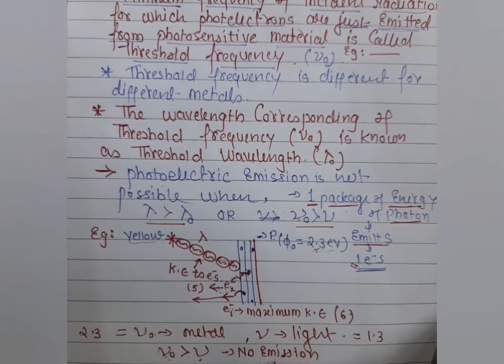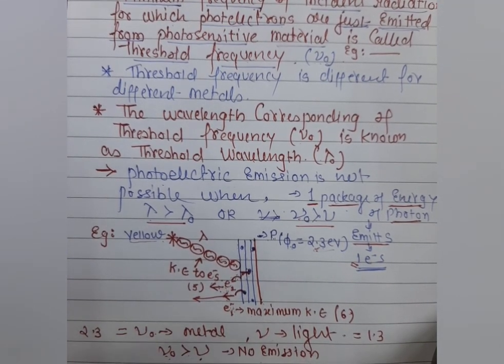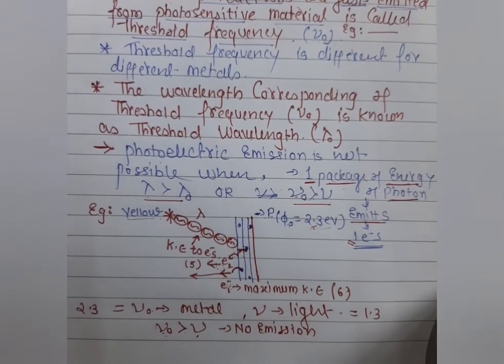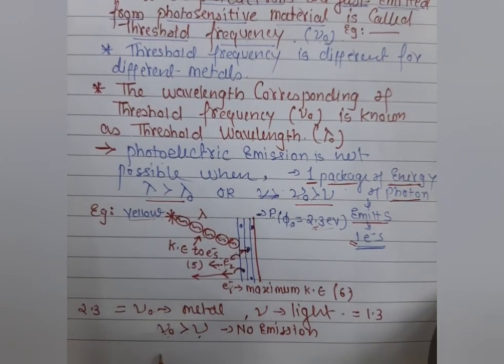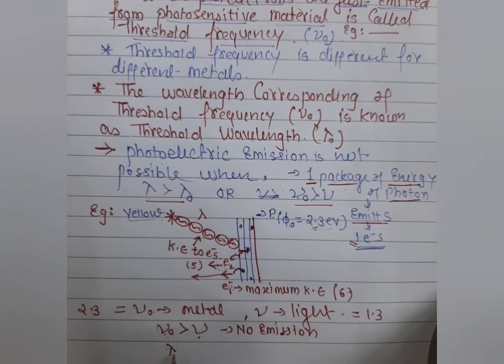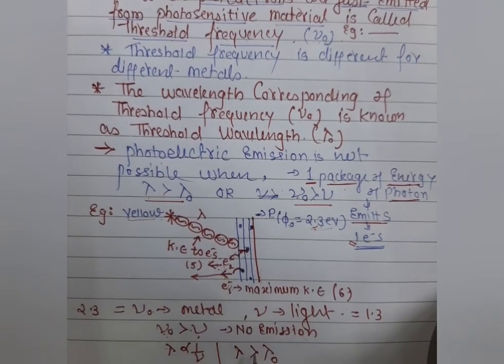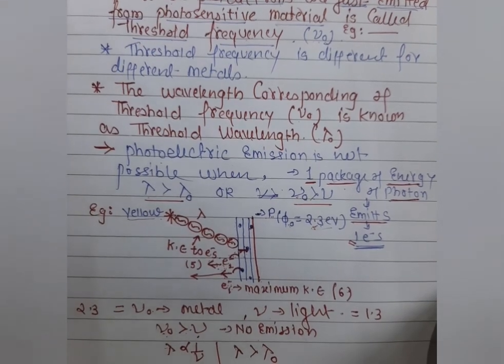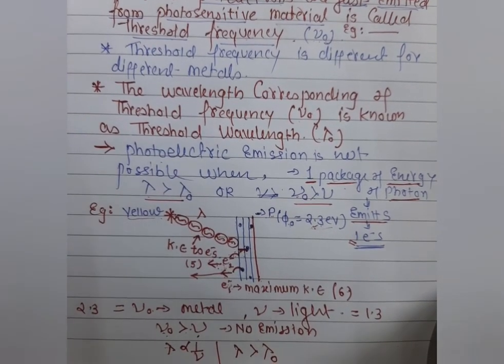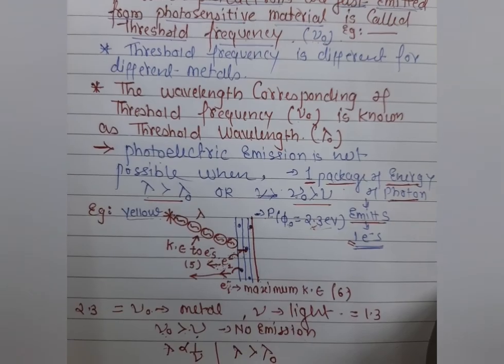And as you know very well students, the frequency and wavelength relation: lambda is inversely proportional to frequency, or frequency is inversely proportional to lambda. So as per this condition, lambda is greater than lambda naught. You can see the condition. So here lambda is greater than lambda naught. So all these conditions are very important in photoelectric emission.